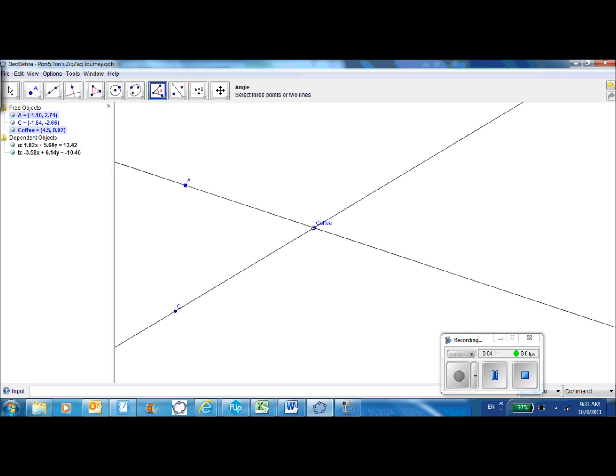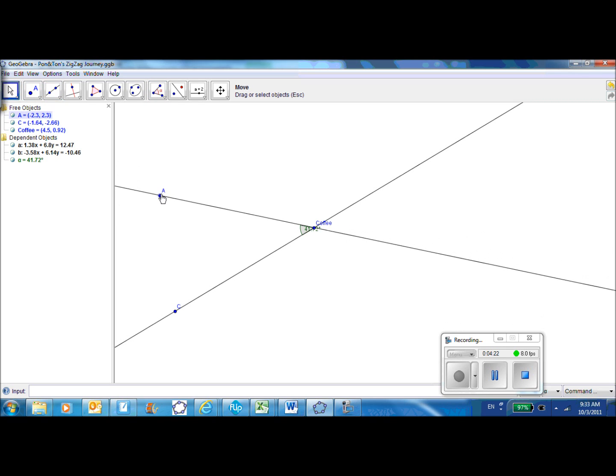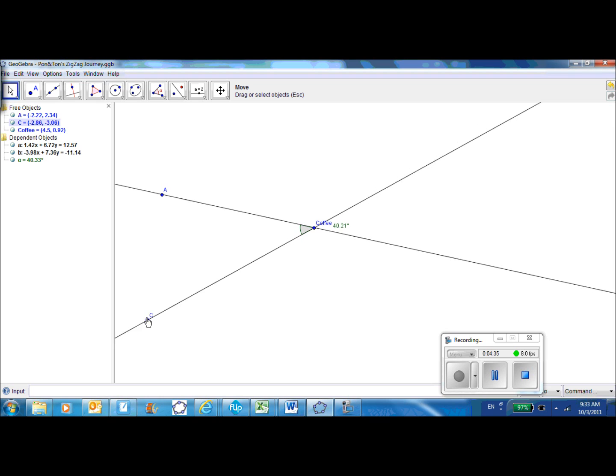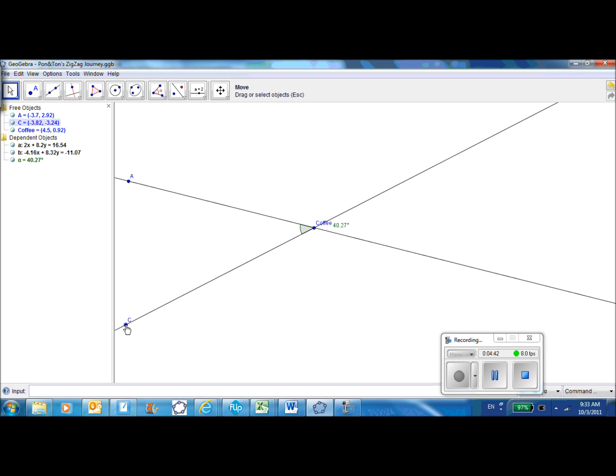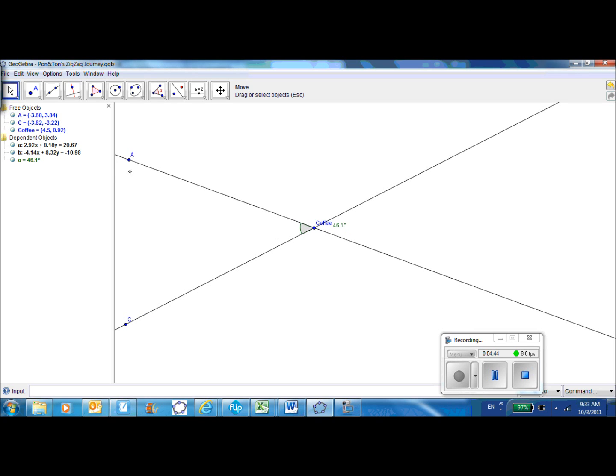We can click on 3 points, and it tells us that we're at 48 degrees right now between the two. And like I say in the problem, it might help if you keep it less than 45. So there we are at 42. So first of all, make sure you put these points, that C point and A point, well away, because we want to be able to change the lines later on.